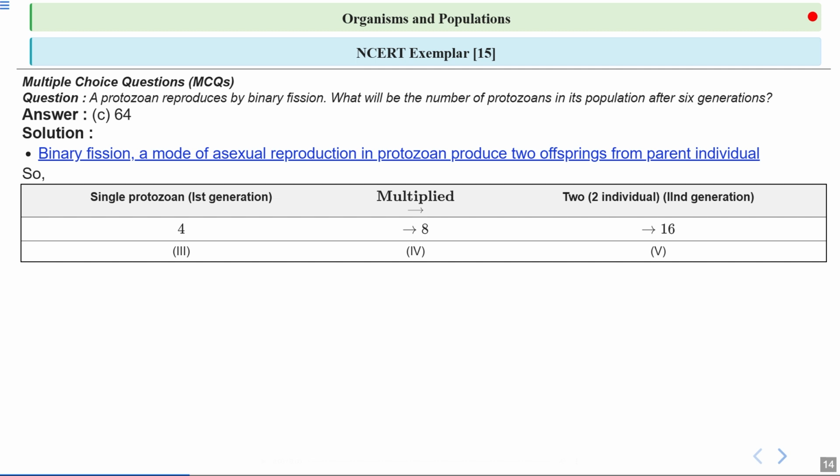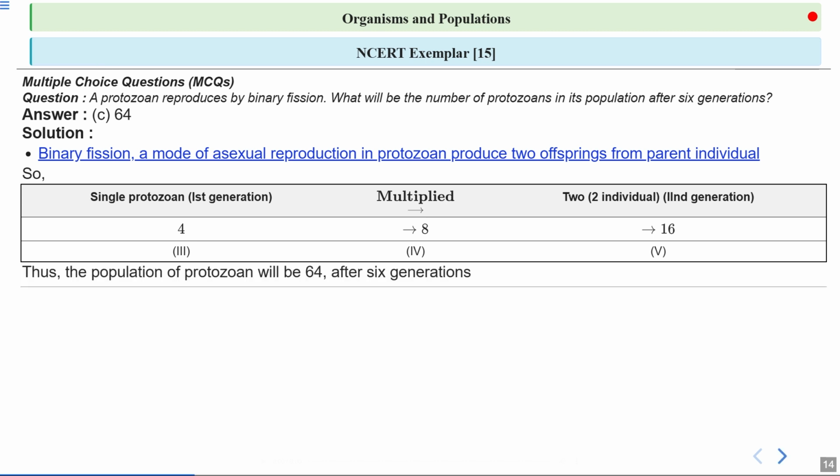Now as you can see from the generations shown, the number of individuals quickly goes from 1 to 2, then to 4 and then to 8 and so on. Now this ability for rapid multiplication allows protozoa to quickly increase their number when resources are abundant. Okay, so thus the population of a protozoan will be 64 after 6th generation.